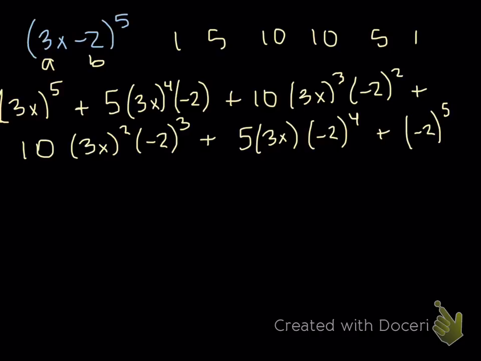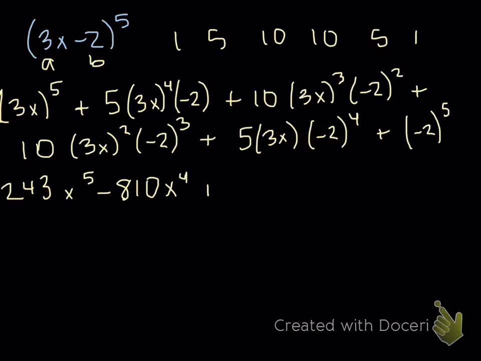So now we have to simplify this a little bit. I need to find what 3 to the 5th power is. So I get 243x to the 5th. 3 to the 4th power is 81. Then I have to times that by 5, then times that by negative 2. So I get negative 810. So it's actually going to be minus 810x to the 4th.